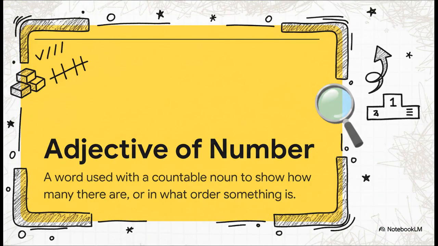Let's look at the proper definition. An adjective of number is used with a countable noun to show two main things: how many people or things there are, or in what order someone or something is. Please keep these two phrases in mind: how many and in what order. They are the key to understanding this whole topic.